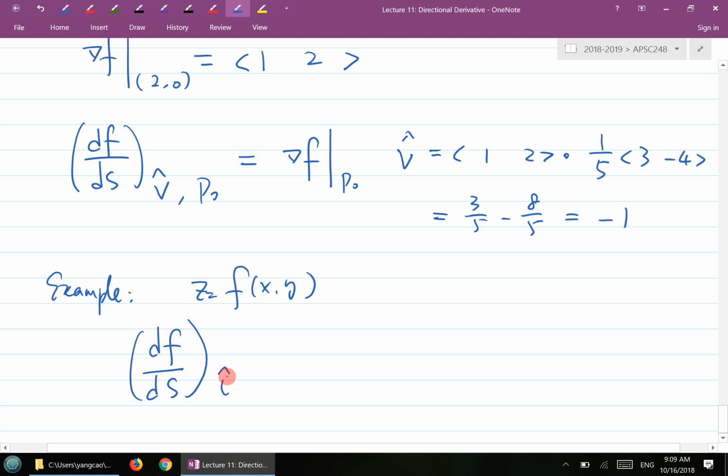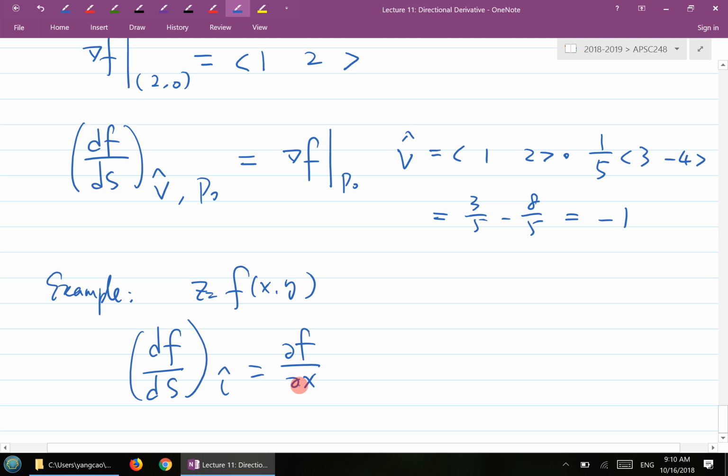Anybody? It would be a partial derivative with respect to x, because that's multiplied by 1, and the partial derivative with respect to y is multiplied by 0. Exactly. So this will give you partial f over partial x.